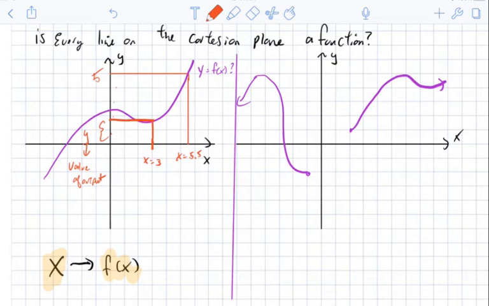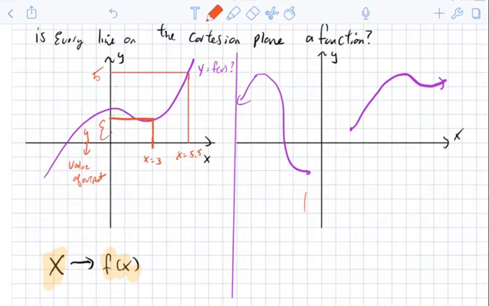What about this one? This one has a gap in the line. So over here we could definitely go, okay, when x is equal to 1, 2, 3, 4, 5, 6, y is equal to 1, 2, 3, 4, 5, right? So when the input is equal to 6, the output here is equal to 5. This line can totally work as a function in that way.